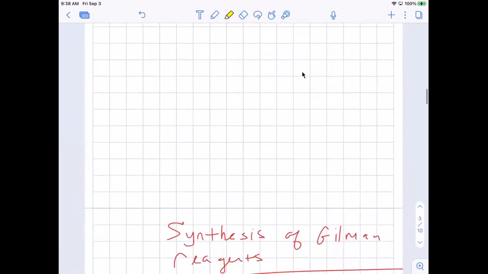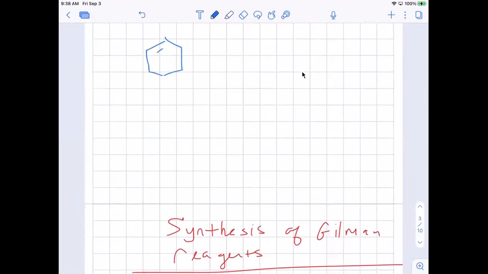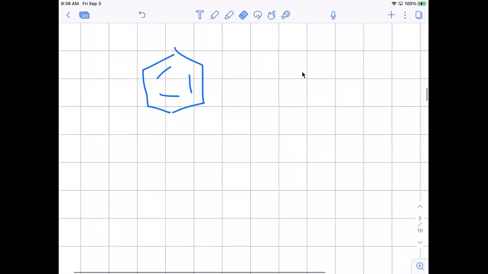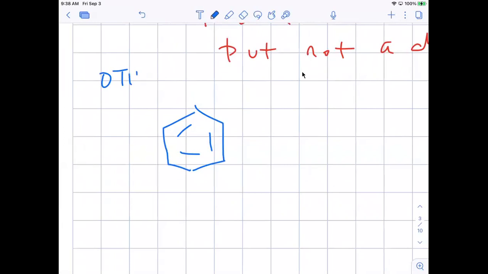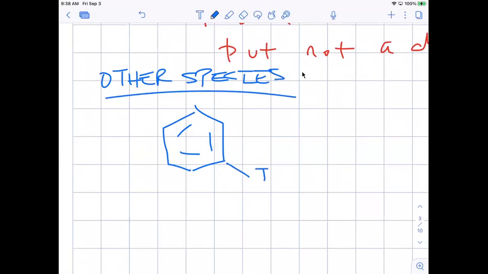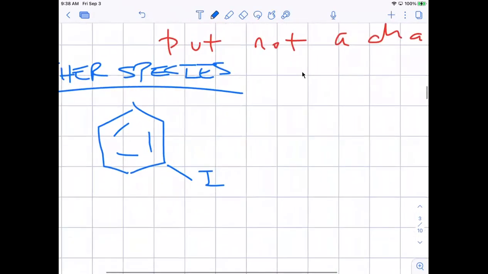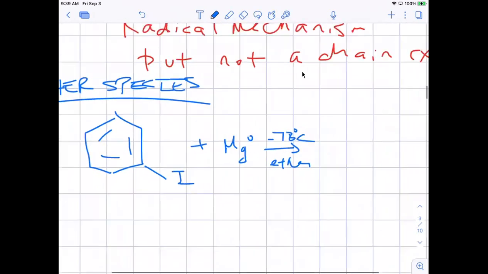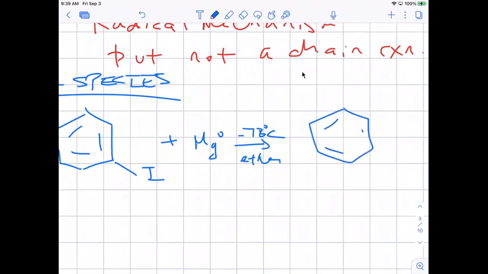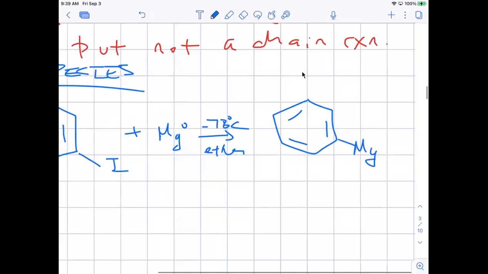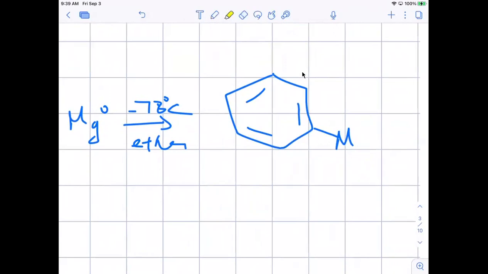So if I took an aromatic, like iodobenzene, and reacted that with magnesium metal, low temp, and in ether, right, I'm going to get out an aromatic Grignard. Right, so it works with that.